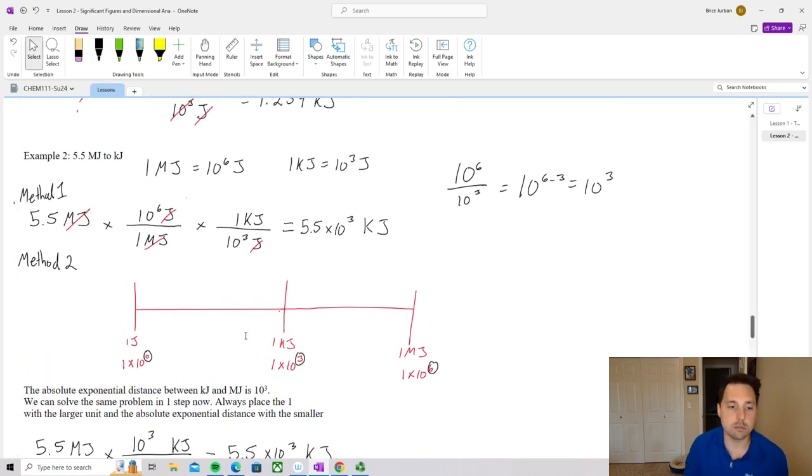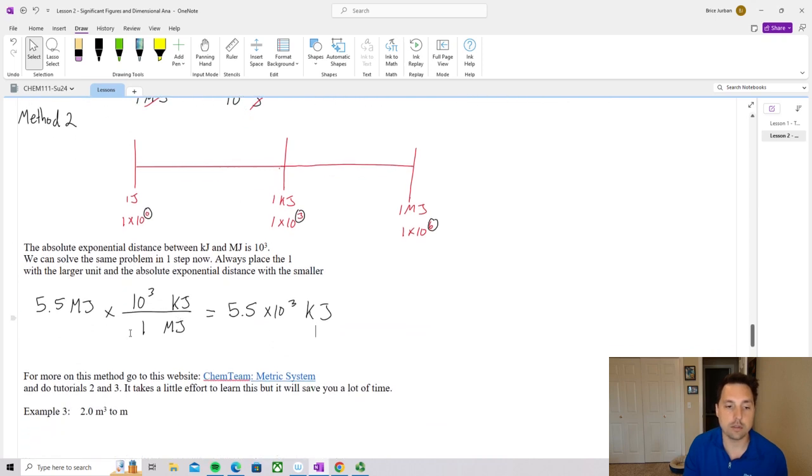Now, this is a little different than this method up above. So there's two methods here I'm showing you, so make sure you know the difference between the two. The first method makes use of the prefixes, where the exponential value goes with the base unit, just the value with no prefix, like joules, grams, meters, seconds. The second method looks at the absolute exponential distance between the two prefixes, places that exponent with the smaller unit and the one with the larger unit.